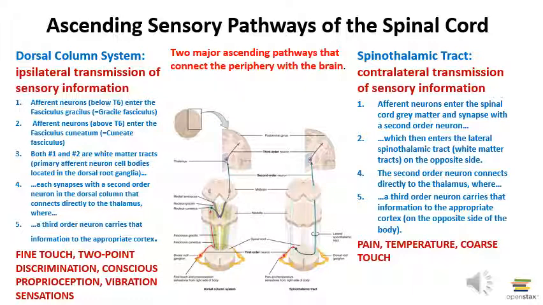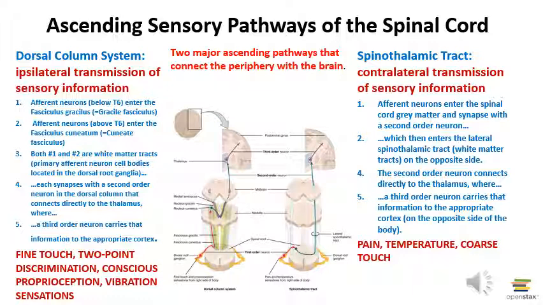So let's take a look at spinothalamic transmission. This is going to be contralateral. So once again, we've got afferent neurons entering the spinal cord. They're going to synapse with a second order neuron. That second order neuron is going to enter a lateral spinothalamic tract. Once again, it's white matter found on, in this case, the opposite side. So it's contralateral. If it comes in on the right, it travels up the left. If it comes in on the left, it travels up the right.